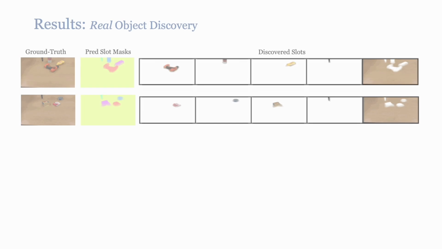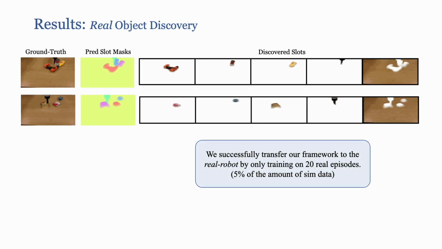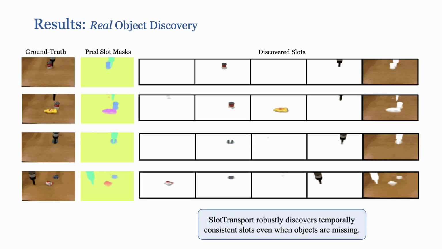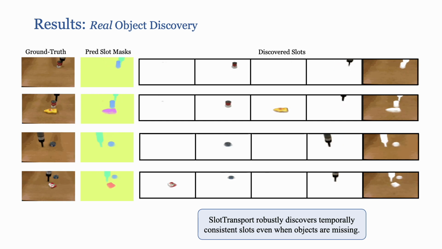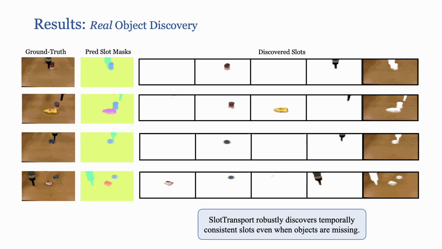We transfer our framework to the real world by collecting an additional 20 real demonstrations. This is only 5% of our simulated training dataset. SlotTransport successfully discovers accurate and temporally consistent slots from real images across diverse configurations and under occlusions. Even in unseen scenarios where some objects are missing from the scene, the discovered slots are consistent.